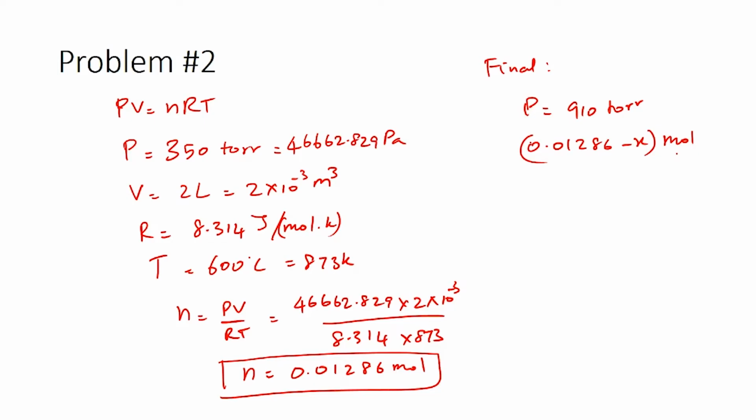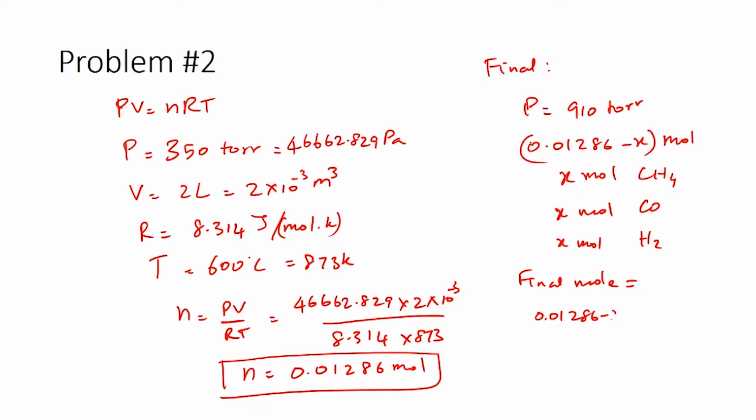So, if x moles of dimethyl ether is consumed, you will have x moles of methane, x moles of carbon monoxide and x moles of hydrogen present in the system after the reaction is completed. So, this would mean that the final number of moles would be equal to 0.01286 minus x plus x plus x plus x, which is equal to 0.01286 plus 2x moles. So, this would be the number of moles in the final condition.